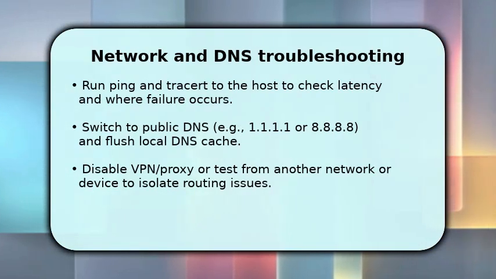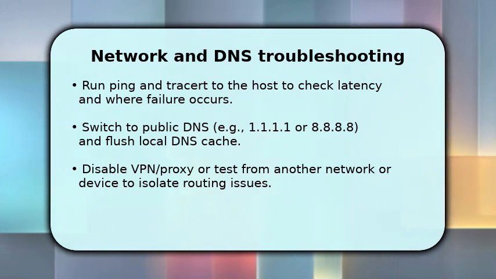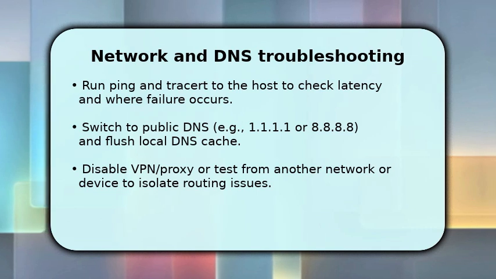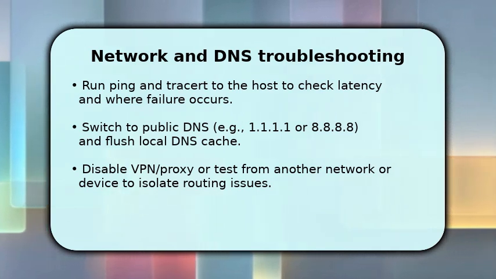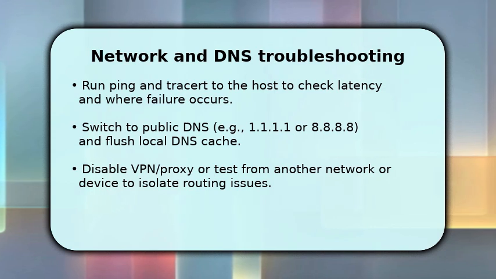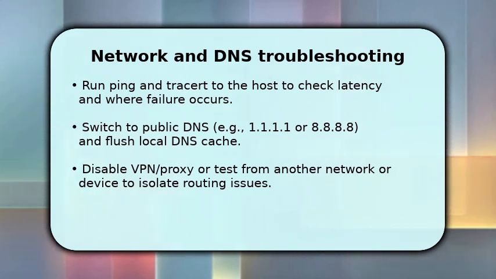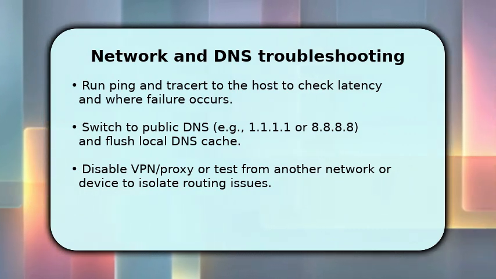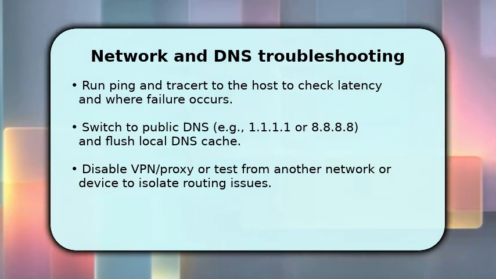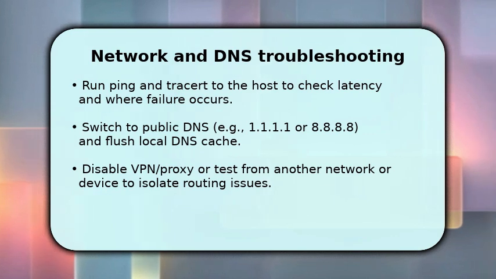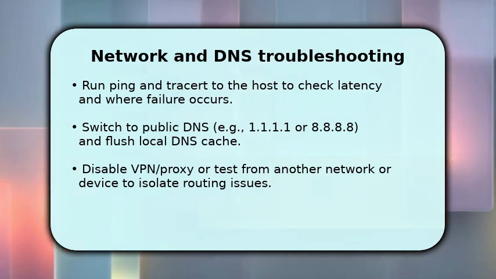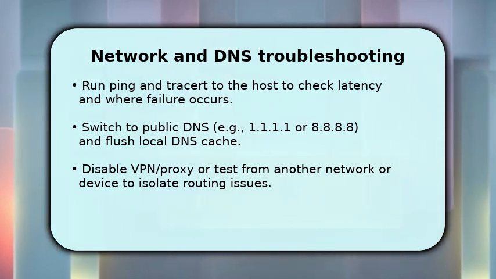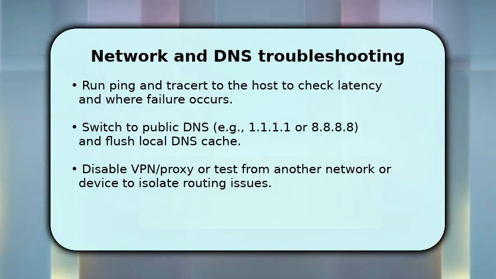Next, probe the network. Open a terminal and run ping and tracert on Windows or traceroute on Mac/Linux to see where packets stop. Once you identify a hop failure, switch DNS to a reliable public resolver like 1.1.1.1 or 8.8.8.8, and flush your DNS cache to remove stale records. Make sure any VPN or proxy is disabled while testing, and try another network or device to confirm whether routing or local configuration is the culprit. These diagnostics reveal whether the problem is DNS, ISP, or the remote server.